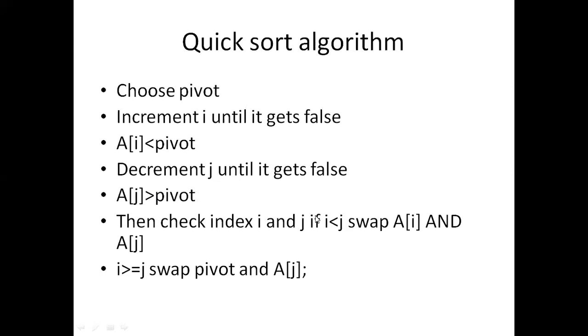Then increment i: if A of i is less than pivot, increment until it gets false. So this is the condition, A of i less than pivot. You can increment i by 1 until this condition is false. And decrement j until it gets false. If A of j is greater than pivot, decrement j by 1. Otherwise, A of j less than pivot, then stop. Then you have to check the indexes of i and j.